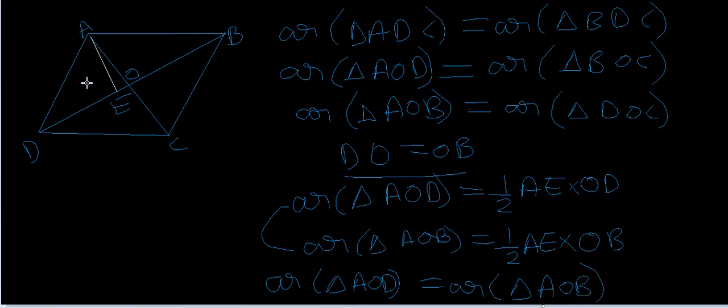Now, area of this triangle is equal to this triangle, and area of this triangle is equal to this triangle. Then area of this triangle will also be equal to this triangle. That means these three triangles will have the same area. And again, area of this triangle is equal to this triangle. Now if this and this have the same area, then actually all four of them will have the same area. Hence we have proved that in a parallelogram, the diagonals divide it into four equal triangles. That means triangles having equal areas.